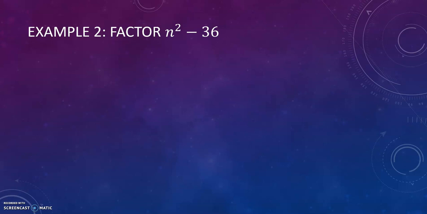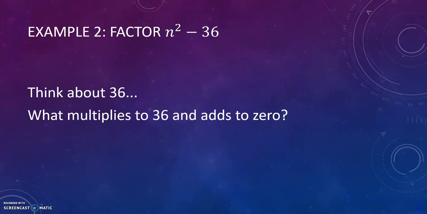Example 2, factor n squared minus 36. Think about 36. What multiplies to 36 and adds to 0? That's what multiplies to negative 36 and adds to 0. 6 and negative 6 factors into n minus 6 times n plus 6.